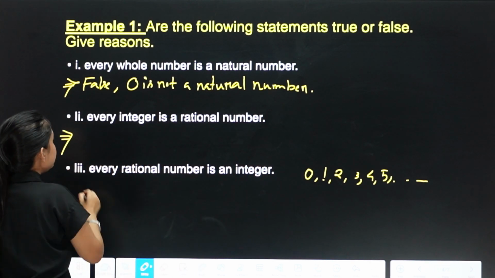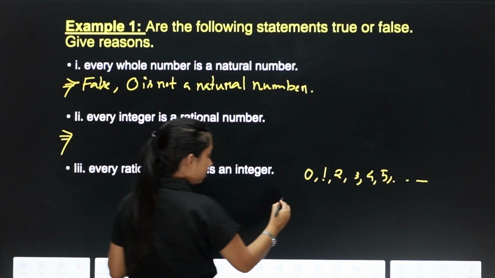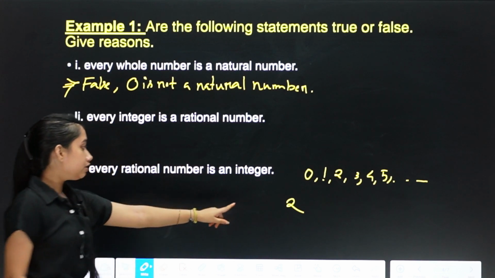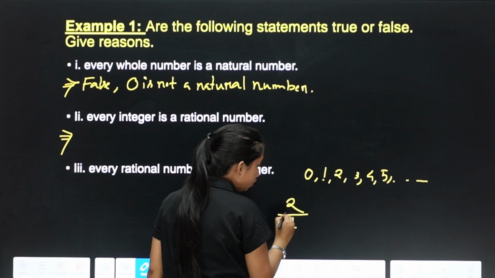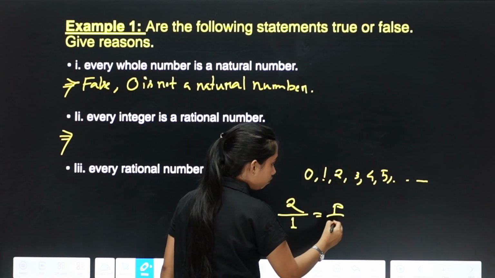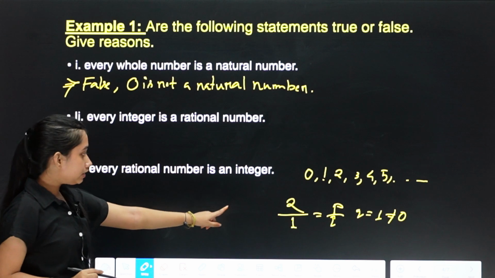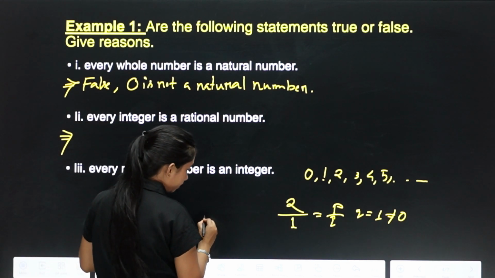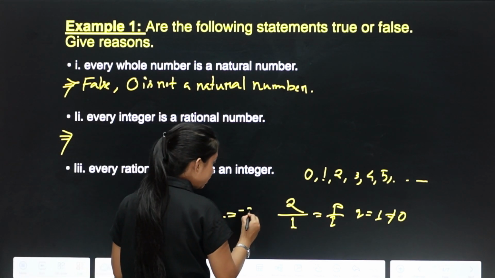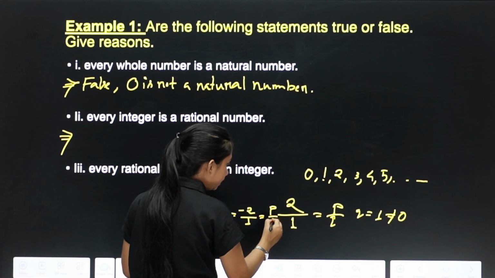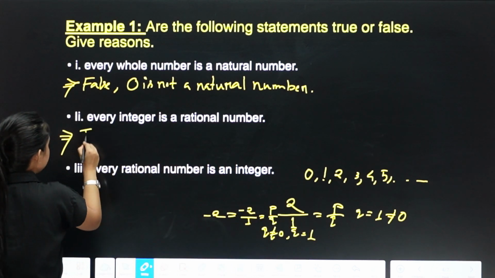Again, our second statement is every integer is a rational number. Is it true? For example, we have taken 2. Is 2 a rational number? Yes, because we can write 2 as 2 by 1, that is p by q where q is 1, not equal to 0. Again, if we take minus 2, is it a rational number? Yes, because we can write it as minus 2 by 1, that is p by q where q is not equal to 0. So this statement is true.